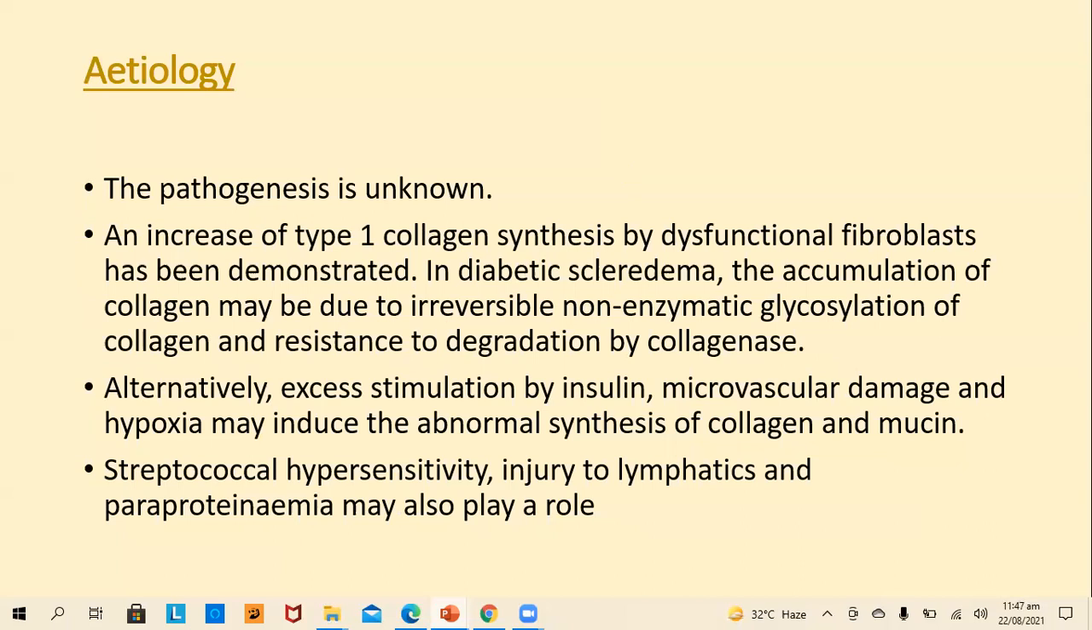Pathogenesis is unknown. An increase in type 1 collagen synthesis by dysfunctional fibroblasts has been demonstrated. In diabetic scleredema, accumulation of collagen may be due to irreversible non-enzymatic glycosylation of collagen and resistance to degradation by collagenase. Alternatively, excessive stimulation of insulin, microvascular damage, and hypoxia may induce abnormal synthesis of collagen and mucin. Streptococcal hypersensitivity, injury to lymphatics, and paraproteinemia may all play a role.